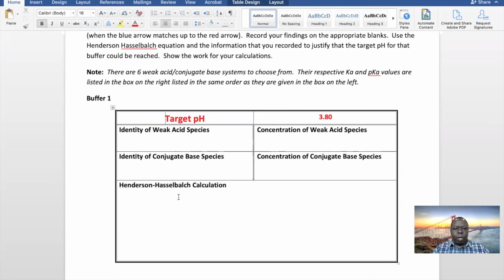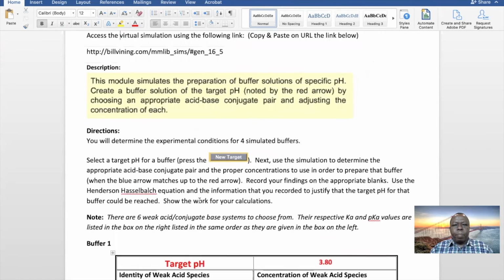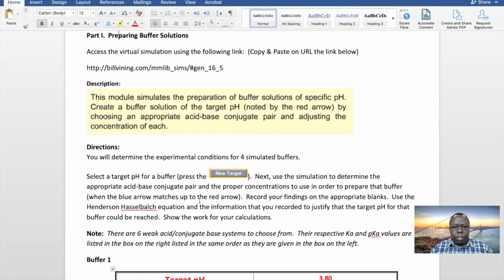And then as for the Henderson-Hasselbalch equation, you're going to write it down here, or you will have to take a picture of it. Conjugate acid-base pair. Remember, you don't need the arrow here. The arrow I've already selected for you, 3.80, that stands for the arrow, shown in red. And then you'll adjust the concentration of each one of them.